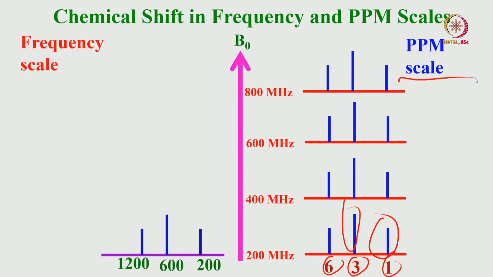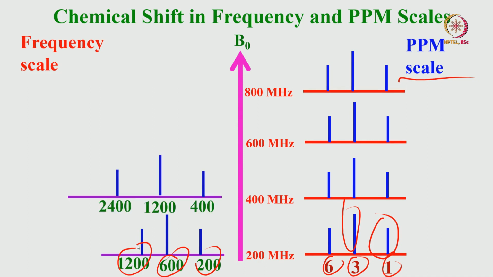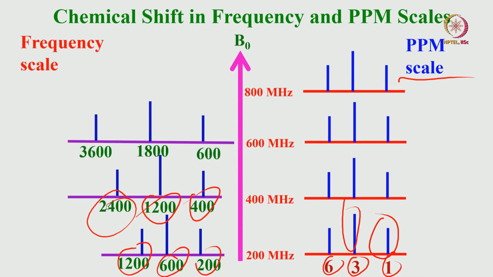Go now to the frequency scale. In 200 megahertz 1 ppm is 200, 3 ppm is 600, 6 ppm is 1200. Go to 400 megahertz, see the spreading is becoming better. Now 1 ppm in 400 is 400, 3 ppm is 1200 and 6 ppm is 2400 hertz. Go to 600 it becomes even better, 800 even better. See, this is the dispersion.